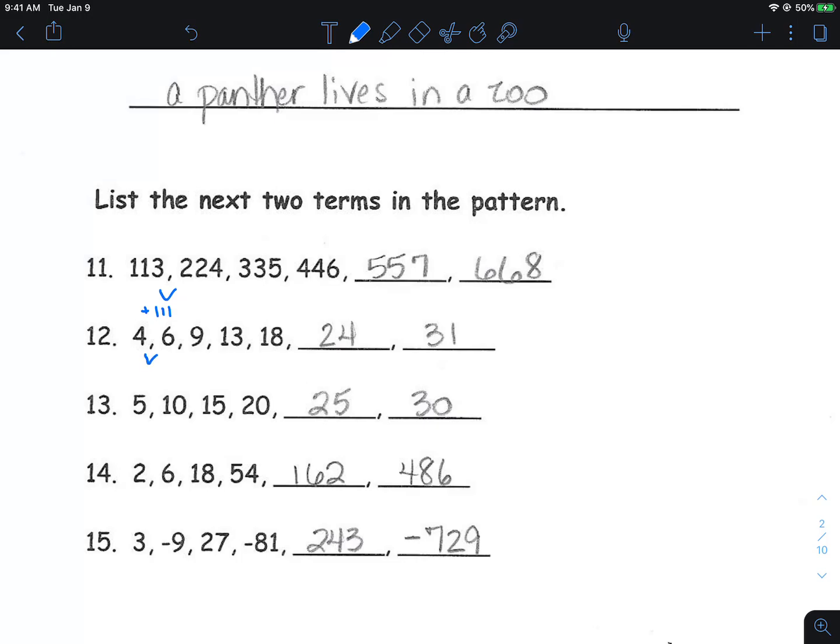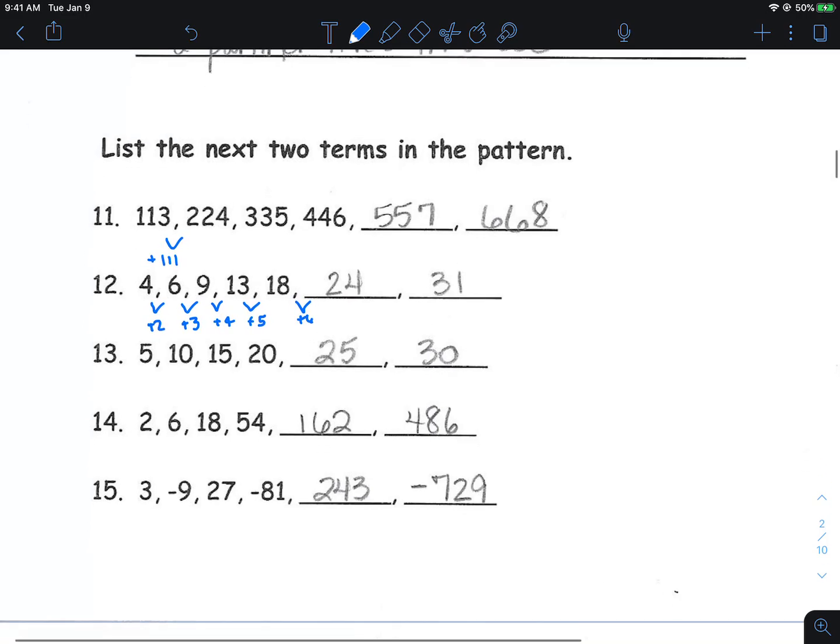This one right here, let's look. Okay, yeah, I think I see what's going on. You're adding 2 between those. This one you're adding 3, adding 4. Between 13 and 18, adding 5. So it looks like you're increasing the difference each time by 1. So this next one would have been adding 6, getting 24, and then the next one adding 7, getting you 31. Sometimes you'll have ones like 5, 10, 15, 20. This is just a traditional adding 5 every single time. So of course you get 25 and 30.